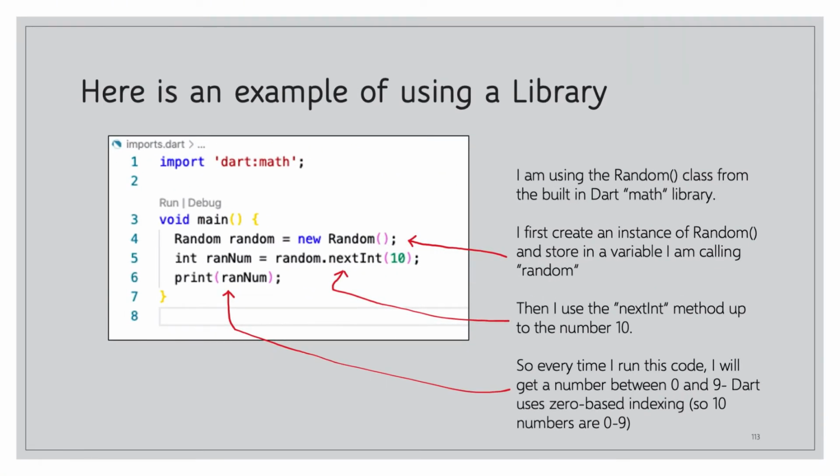Okay, so here we have an example of using a built-in library. So we use the import, and then in quotes, dart:math. So I'm going to use the Random class from the built-in Dart math library. I first create an instance of Random, and I store it in a variable I'm calling random, lowercase. Then I use the nextInt method up to the number 10. So what happens here is every time I run the code, I'll get a number between 0 and 9. Dart uses zero-based indexing, as we've mentioned before, so numbers up through 10 would be numbers 0 through 9.